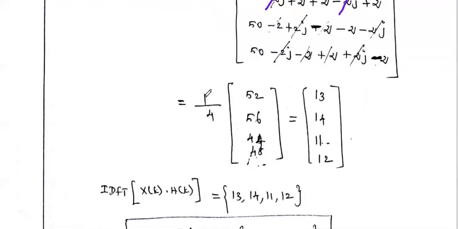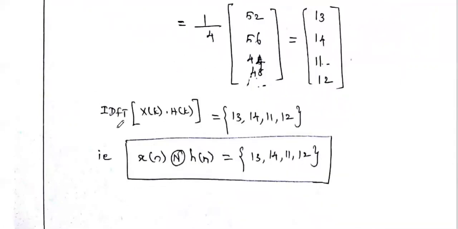So already 1 by 4 is there, so 1 by 4 into this value. Each element you have to divide by 4. So 54 divided by 4, the answer is 13. 56 divided by 4, 14. 44 divided by 4, 11. And 48 divided by 4, it is 12. So this is the inverse DFT. Therefore, the inverse DFT of capital X of k multiplied with H of k is 13, 14, 11, 12.